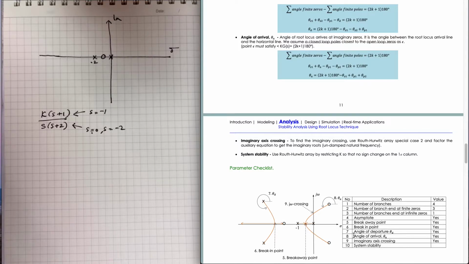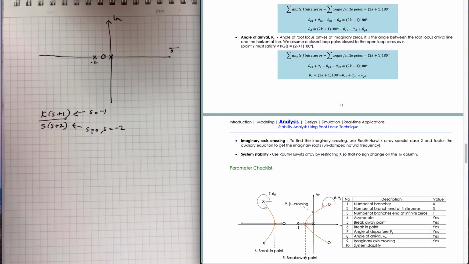So we also have the angle of departure. As we have a breakaway point, we have an angle of departure right here. No, sorry, angle of departure must come from poles, right? Where is the locus actually going to this zero, and at what angle? So there is the departure angle. This is the arrival angle, because this is going to zero, so we call it arrival.